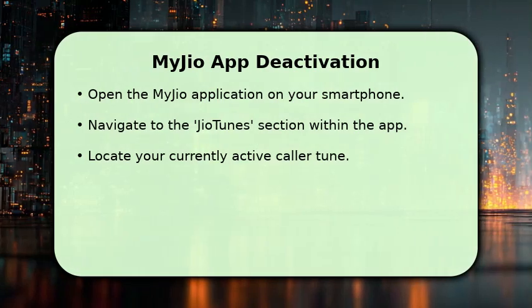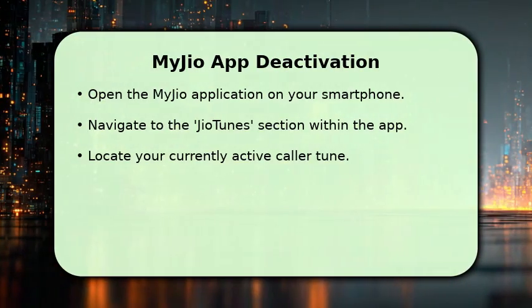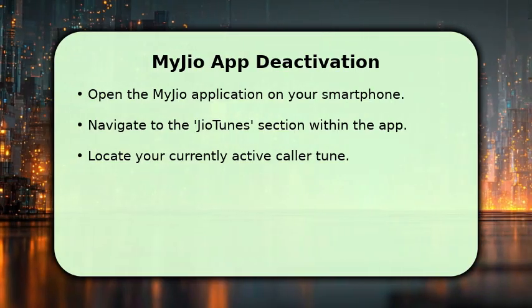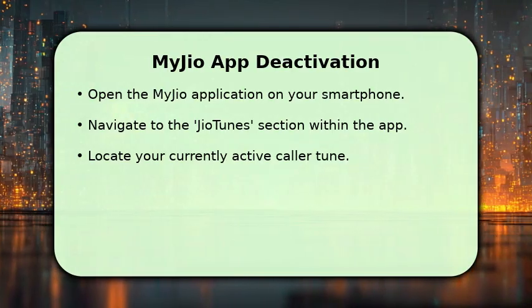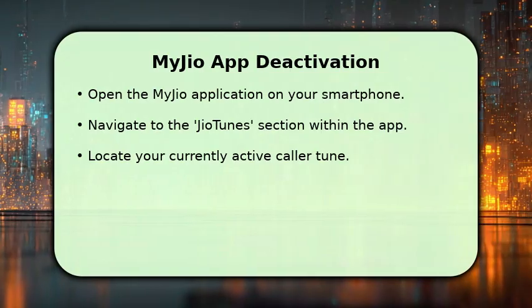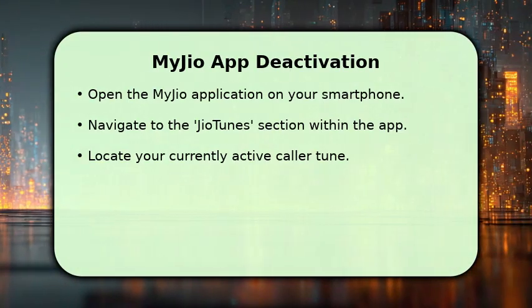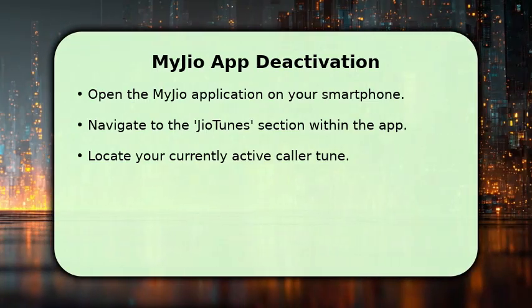To begin with the MyJio app, first open the application on your smartphone. Navigate to the Jio Tunes section, which is usually found within the menu or directly on the home screen. Once there, you will see your currently active caller tune displayed. Simply select the option to deactivate or remove the tune. Confirm your choice, and the service should be stopped almost instantly. It's a straightforward process taking just a few taps.